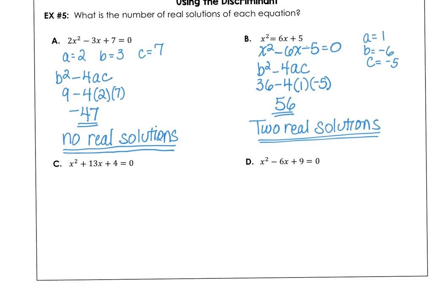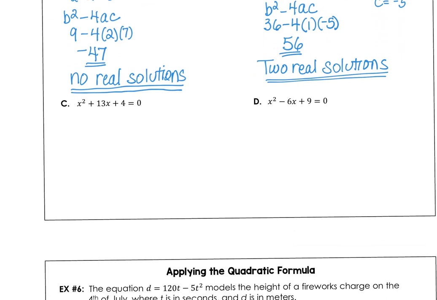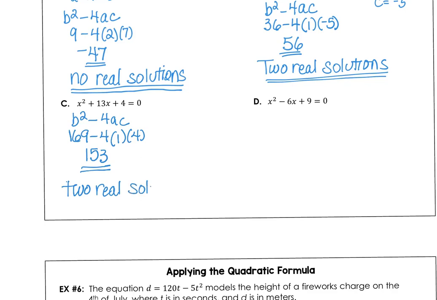In example C, a is 1, b is 13, and c is positive 4. So 13 squared is 169. 4 times 1 times 4 is 16. The difference would be 153. That's greater than 0. So again, C is just like B. We would expect 2 real solutions in this problem.